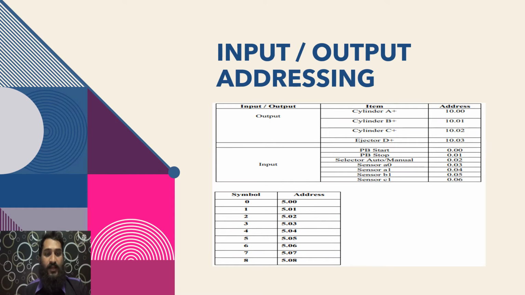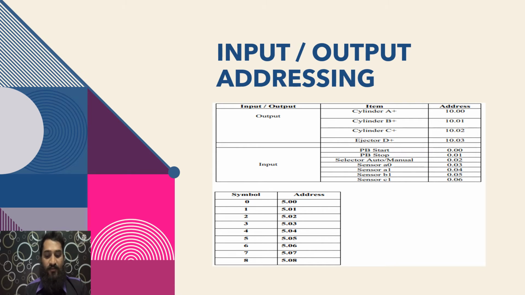For the electrical wiring diagram, we have split it into input and output. For the input, we have used 7 items, and for the output, we have used 4 items. First for the input was the start push button. Second, the stop push button. Third, the automatic and manual selector. Fourth was sensor A0. Fifth was sensor A1. Sixth was sensor B1. Seventh was sensor C1.